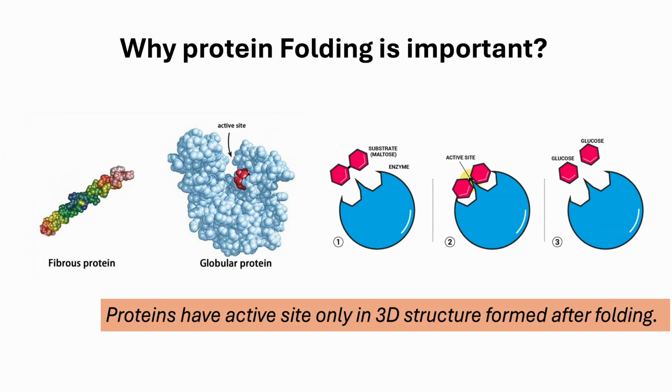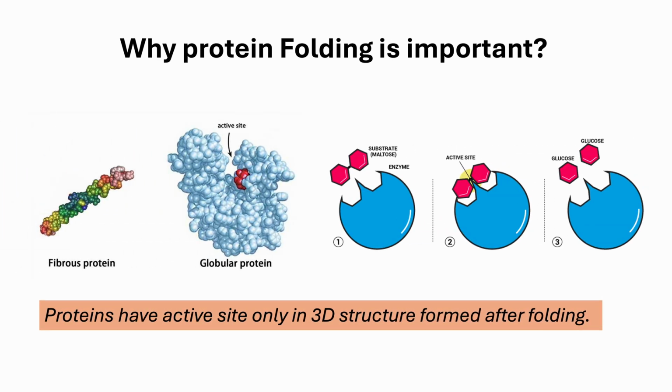Protein folding is essential because a protein's shape determines its function. When a protein folds into its 3D structure, like a fibrous protein for structure or a globular one for reactions, it forms an active site. This site lets it do specific jobs such as enzymes speeding up reactions or hemoglobin carrying oxygen in our blood.